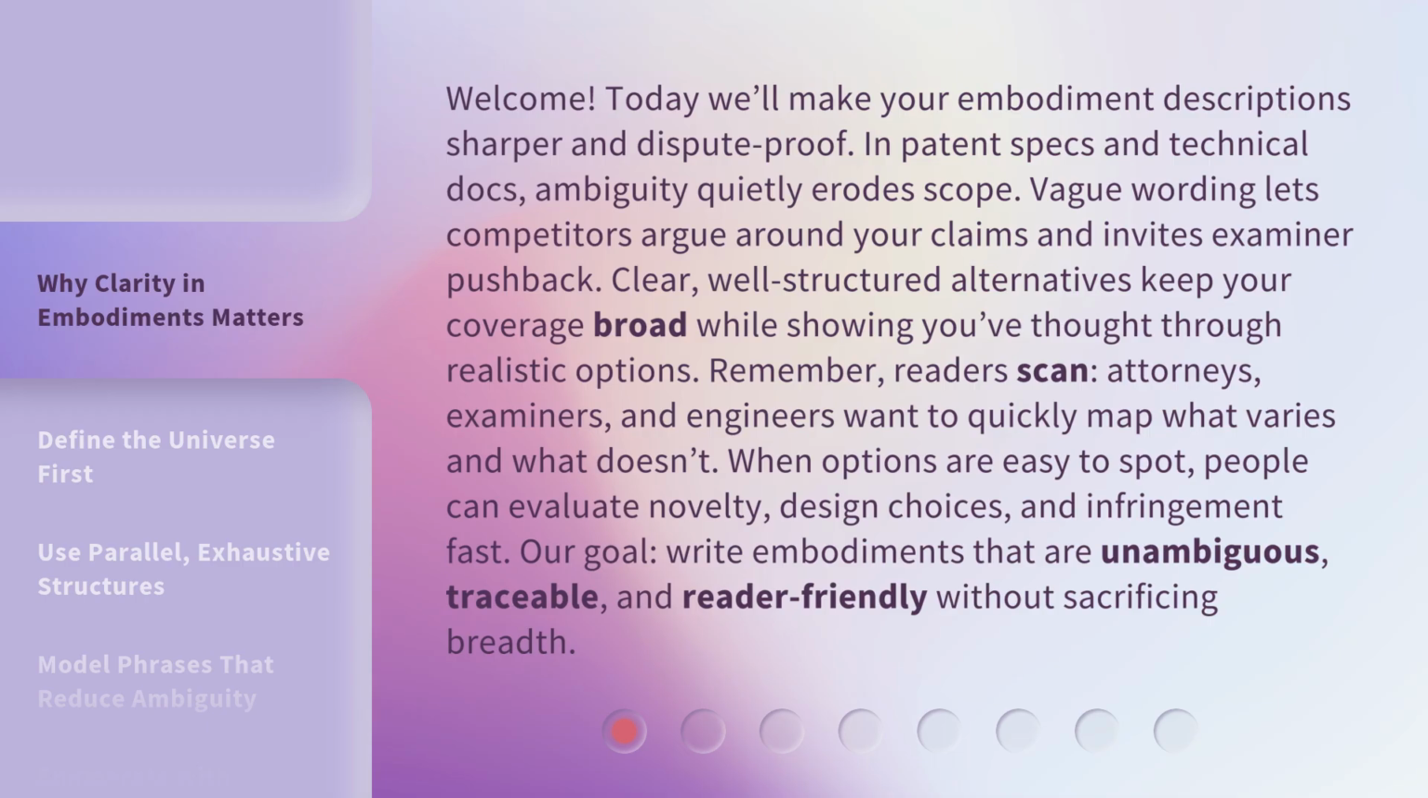In patent specs and technical docs, ambiguity quietly erodes scope. Vague wording lets competitors argue around your claims and invites examiner pushback. Clear, well-structured alternatives keep your coverage broad while showing you've thought through realistic options.